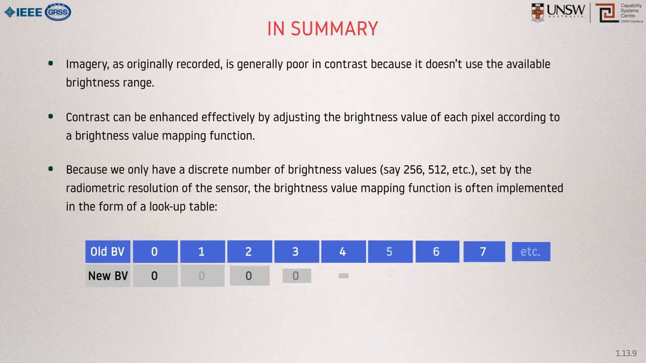Because we are dealing with a discrete number of brightness levels when handling remote sensing imagery, the brightness value mapping functions of the previous slides are actually a set of points equal in number to the number of discrete brightness values. For 8-bit imagery, there will be 256 pairs of input old and output new brightness values. For 10-bit data, there will be 1024 pairs, and so on. As a result, we represent the brightness value mapping function in a computer algorithm as a lookup table, as shown in the last point on this slide.